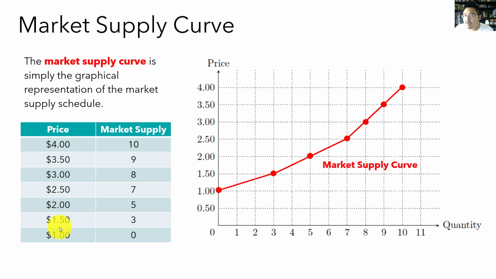All right. One thing to notice is that the market supply curve and supply curves in general are going to be upward sloping, which means that as you increase the price, the quantity that suppliers are going to want to sell is going to increase. And that makes sense because when price goes up, naturally sellers are going to want to sell more of the product.